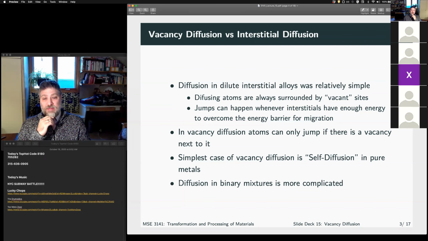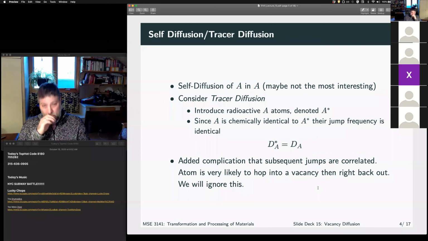On Monday, we'll talk about diffusion in mixtures. It gets a little bit more complicated, and we'll see why. But let's talk about self-diffusion of A in A. Experimentally, we can measure it by doing an experiment called tracer diffusion, where we introduce radioactive A atoms into A, and we'll call those A star. Since A is chemically identical to A star, their jump frequency is going to be identical. So the diffusivity of A star is going to be equal to the diffusivity of A.